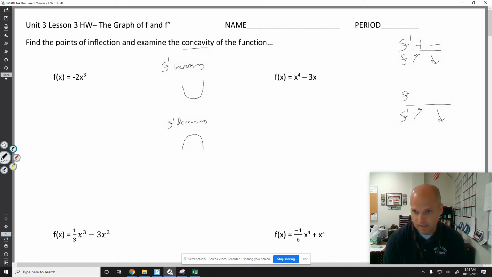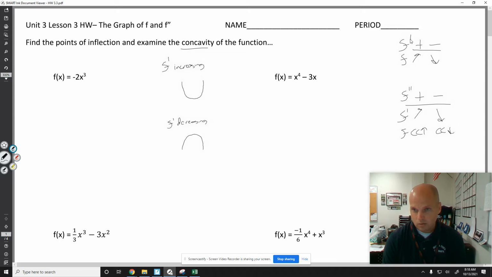Well, now to figure out if f prime is going up or going down, we need to analyze the signs of our second derivative. If our second derivative is positive, f prime is increasing. If our second derivative is negative, f prime is decreasing. So f double prime positive, f prime increasing, f is curving upward, or is concave up. If f double prime is negative, f prime is decreasing, f is concave down.